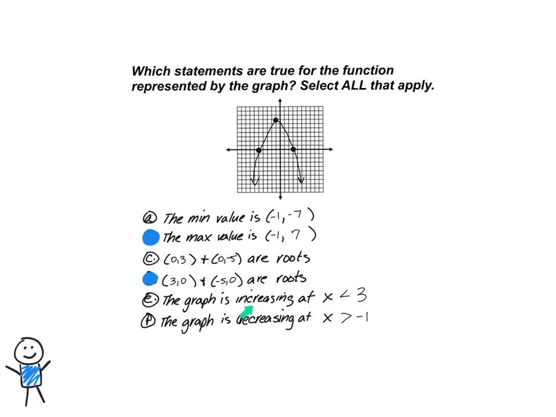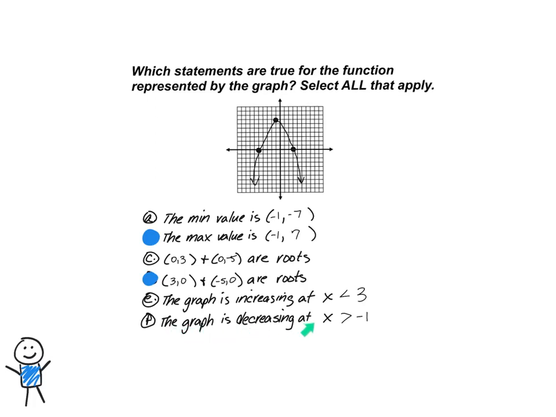Choice E says the graph is increasing when x is less than 3. So let's go over here to 3. For all the values less than 3, is the graph increasing? Well, it is increasing for part of that, but then it's decreasing from -1 to 3, or -1 to 2.9. That all fits in the range of x is less than 3, so the graph is not increasing through that entire interval. So it's not E. Let's try F.